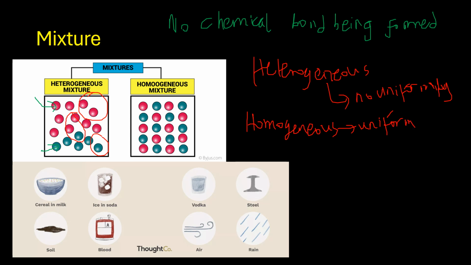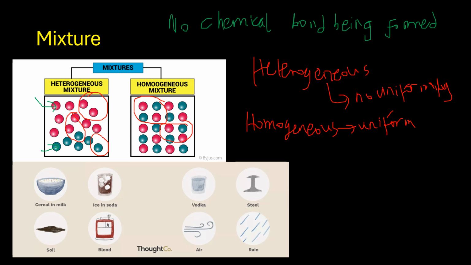It's very uniform because if I sample from here, I have the same composition as if I sample from here. Sampling from here, I have half red, half green. If I sample from here, I have half pinkish red, half green. So it's an even composition all throughout. Here are some examples of heterogeneous mixtures.